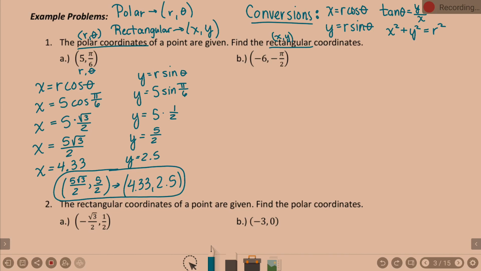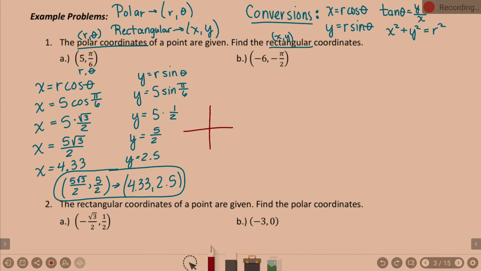Now, before we move on to the next one real quick, I want to talk about, does this answer make sense? Like, did we do this right? It helps us to know if we did this right. Let's talk about the original problem, 5 comma pi over 6.